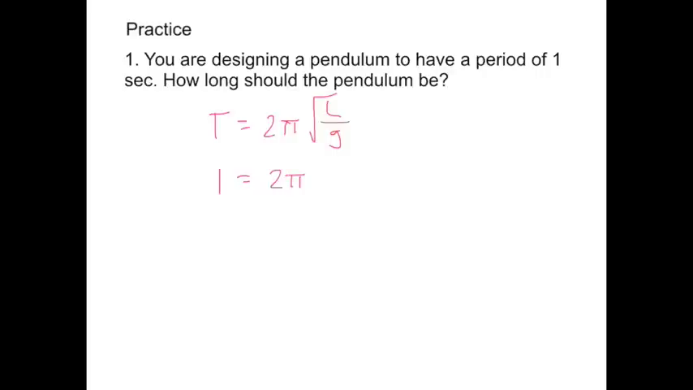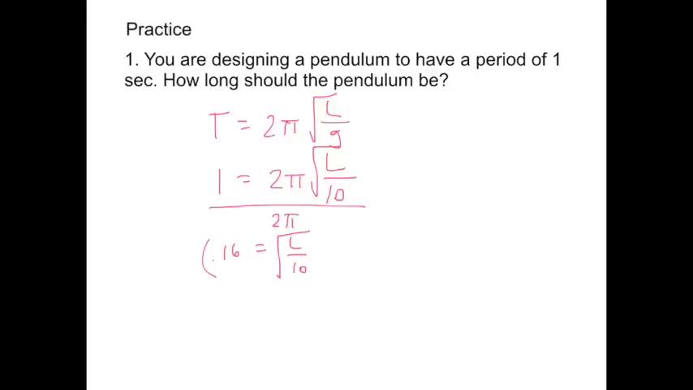That will be equal to 2 pi root L, which is what we're solving for, and then g we'll call 10, just to make it a little bit more simple. Now to isolate the L, I'm going to divide both sides by 2 pi, and I get that 0.16 is equal to the square root of L over 10.